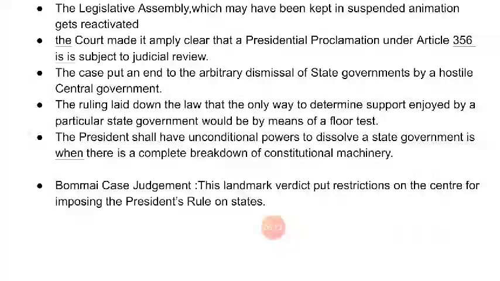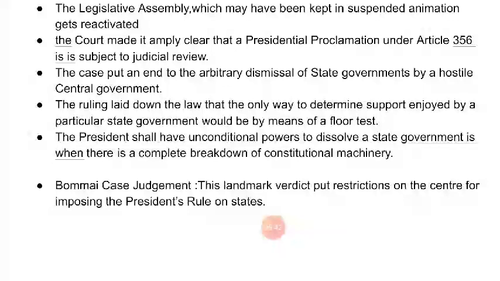Now the honorable President shall have unconditional power to dissolve the state government only when there is a complete breakdown of the constitutional machinery. If the ground is asked, under what ground the state government can be dissolved by the unconditional power of the President, it is whenever there is a breakdown of constitutional machinery. Very important point, you must know that in such cases only, this is the only ground.